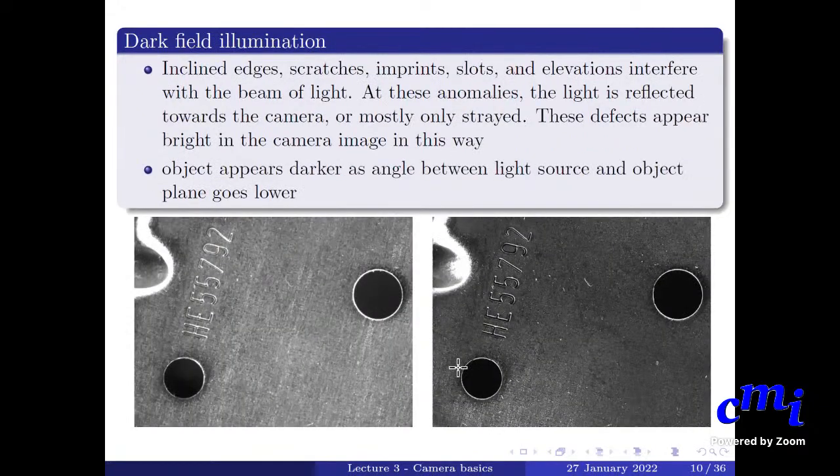So this is an example of dark field. So now the beam angle is even larger. So this is dark field illumination. You can clearly see different things. So here, for example, if you wanted your program to be able to read this, then this is a more desirable sort of lighting if you want to read the letters here. Right?